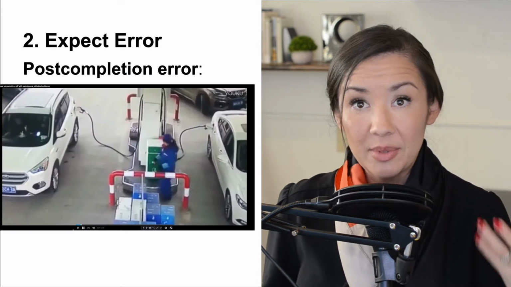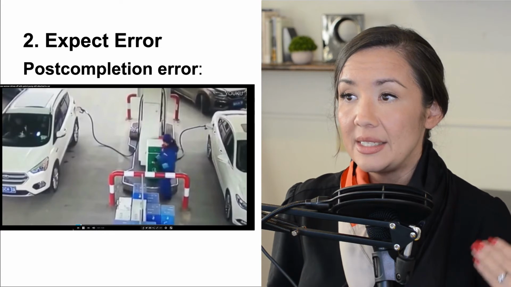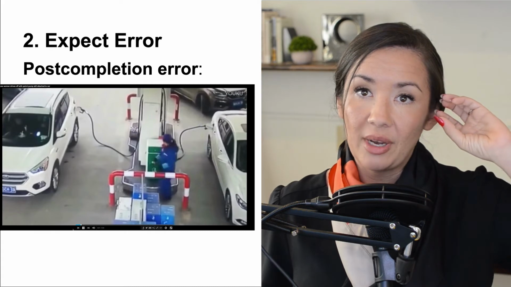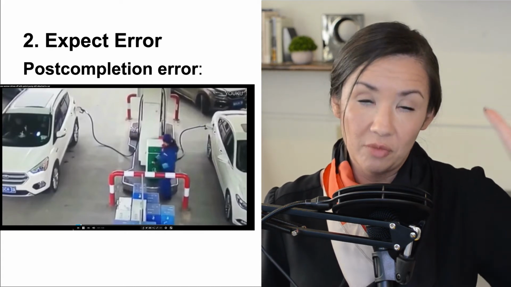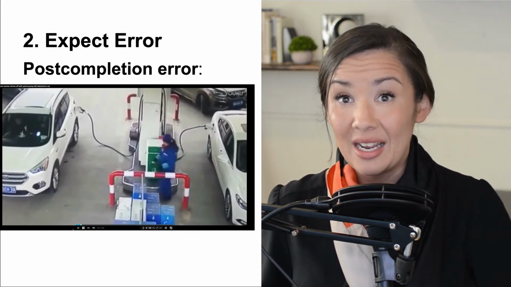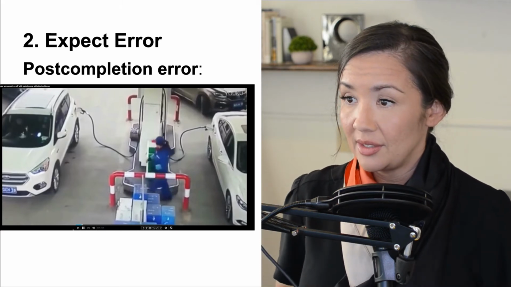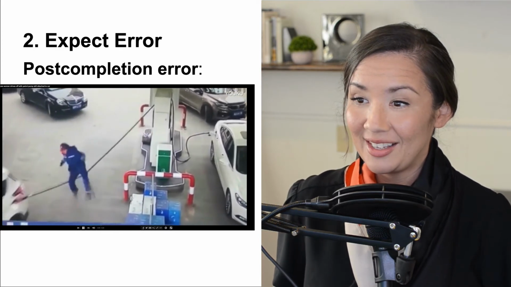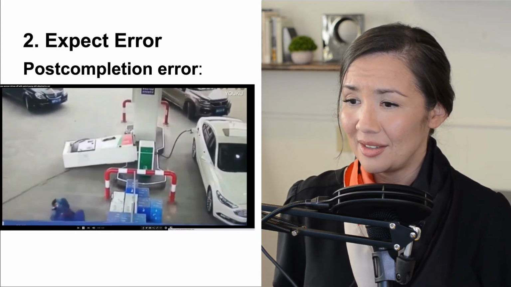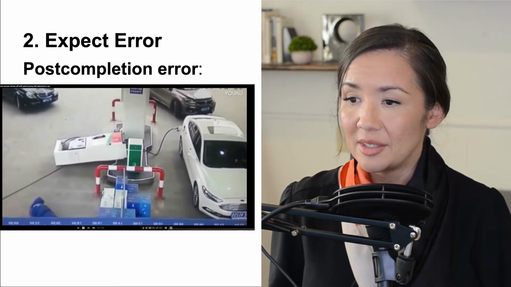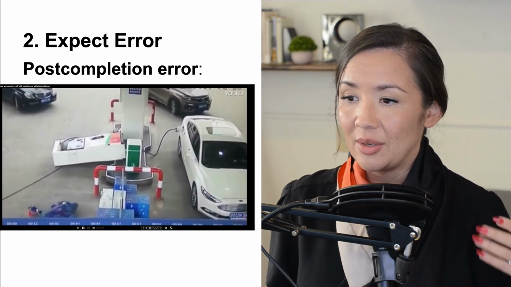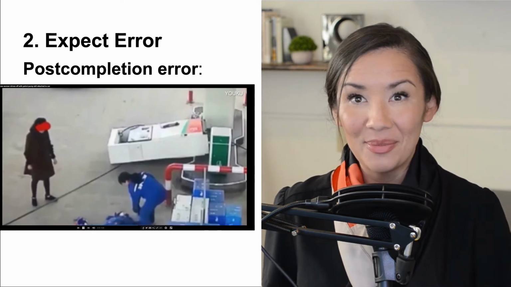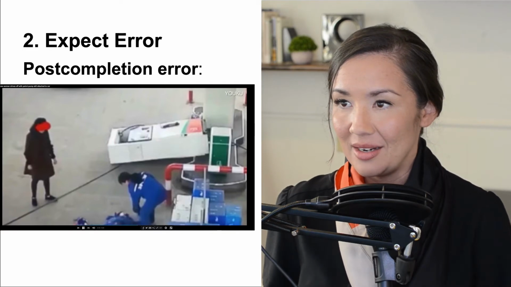Okay, expect errors. And there's a few types of errors that we'll talk about. This big one is a post-completion error. This is when you're finished with your task and your mind switches to something else. You're done, now your mind is somewhere else, and then that's when you see quite a few errors. So here is an example. A woman is driving off with the gas pump still in her car. That's so sad. And this is really even more ridiculous because this is a place where there is a gas attendant. So she didn't even have to pump the gas, and she still made an error.